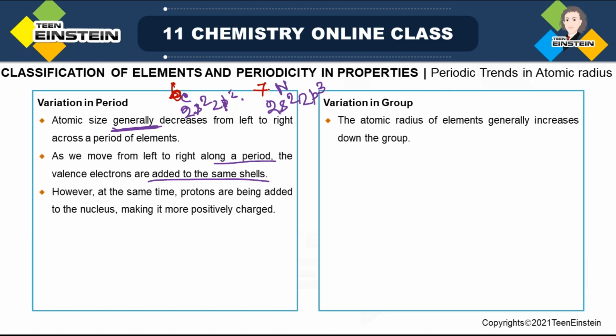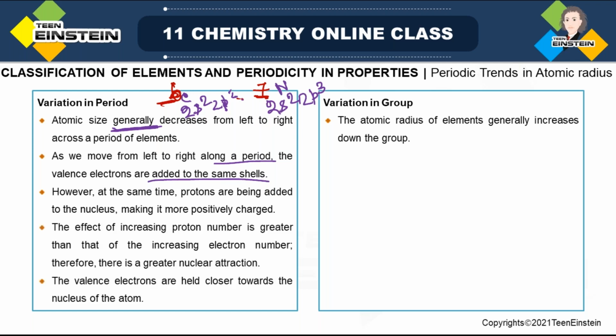So valence electron added, that is fine. That is a change in the outer shell electronic configuration. But just imagine the nucleus. In the nucleus also, as atomic number is increasing, there is increase in proton number. So for carbon, there are 6 protons. For nitrogen, there are 7 protons. Next element, oxygen, 8 protons. So positive charge in the nucleus is also increased, making it more and more positively charged. I'm talking about the nucleus. So these two things are happening when you are moving along the period.